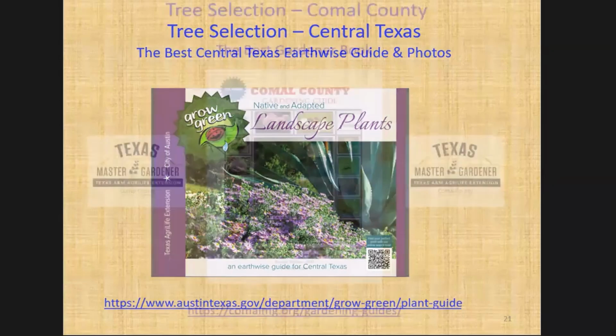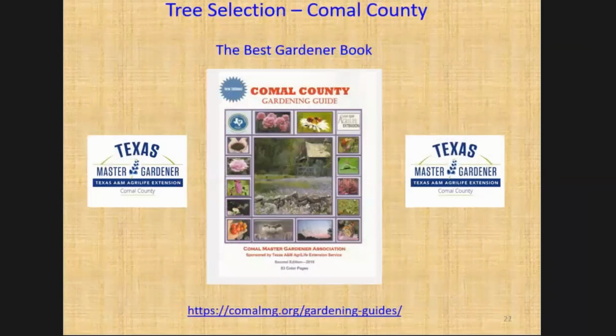Another good source is the Master Gardener book for Comal County. It has a great section on care of trees as well as vegetables and perennials, and this is a great book that was written with Comal County in mind. If you get a copy, you can order it from the Texas AgriLife or the Master Gardeners here. Ace Hardware usually has some copies. Ace Hardware too, yeah, I bought them there. And I think South Texas Growers has them as well.